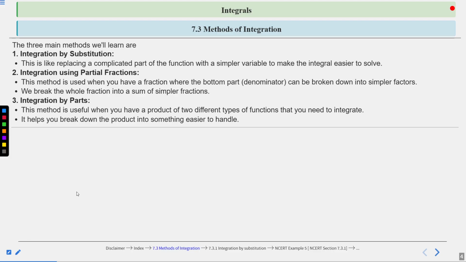So these methods are required so that we can simplify our integration and convert it into an integrable form. Hope it's clear to all.